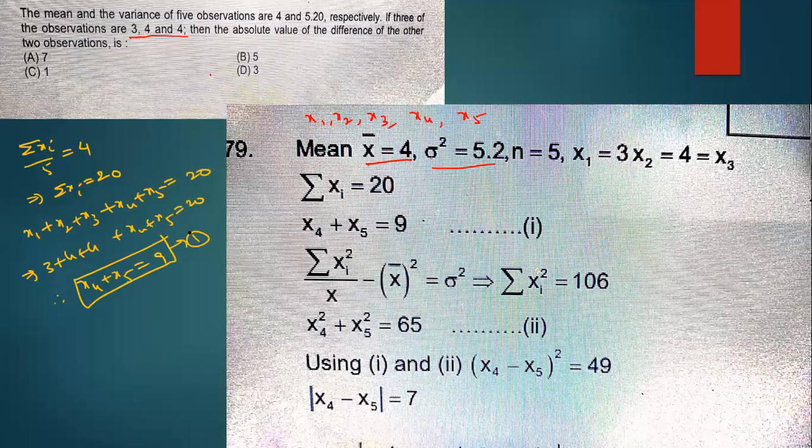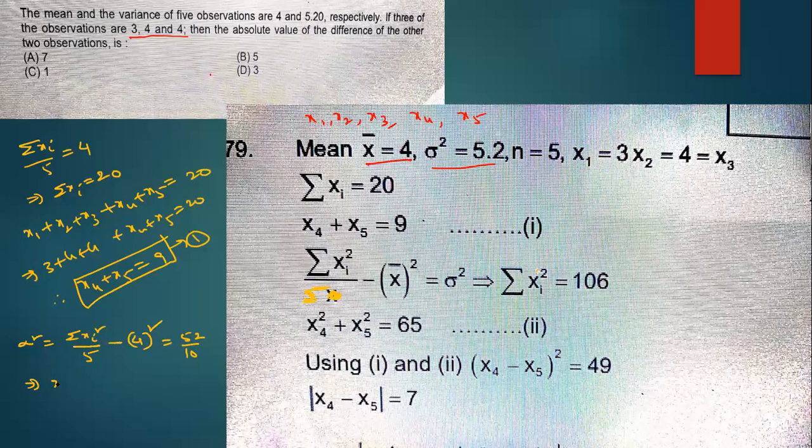What is the variance formula? Sigma square is sigma xi square by 5 minus the average, 4, whole square. Yes, there is a printing mistake, don't write it like this; this is the 5 only. Sigma square is given as 52 by 10, 5.2 means. So sigma xi square by 5 minus 16; add them on this side. How much is coming?